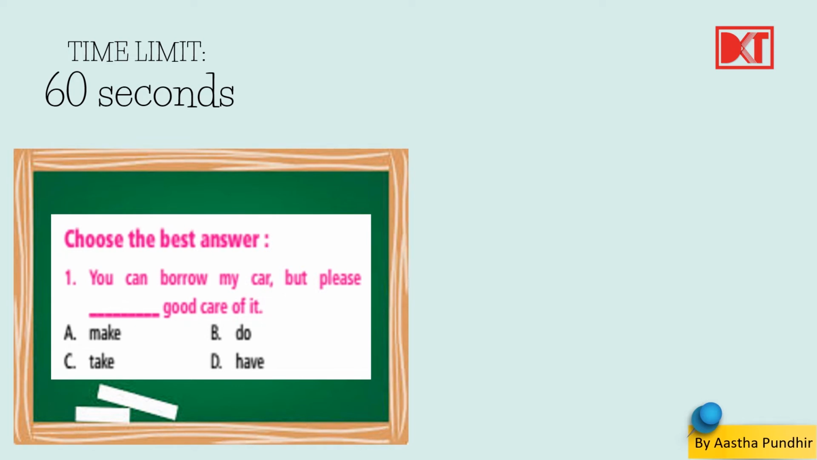Alright, so now we start off the questions of spoken and written expression. Here what we have to do is choose the best answer. Let's see: you can borrow my car, but please blank good care of it. Make good care of it, do good care of it, take good care of it, or have good care of it. Pretty easy, take good care of it.